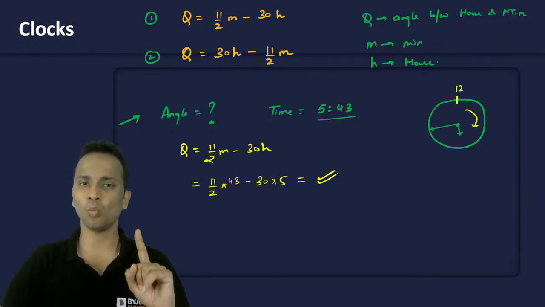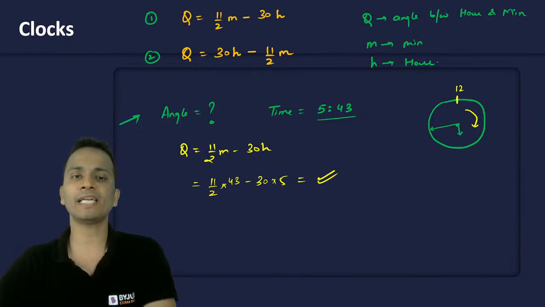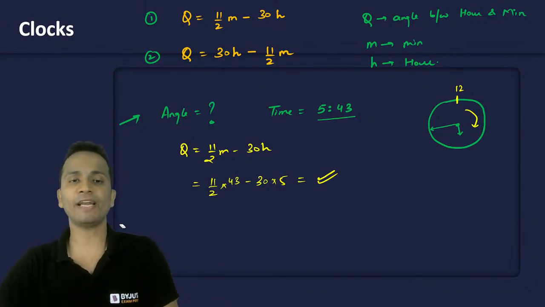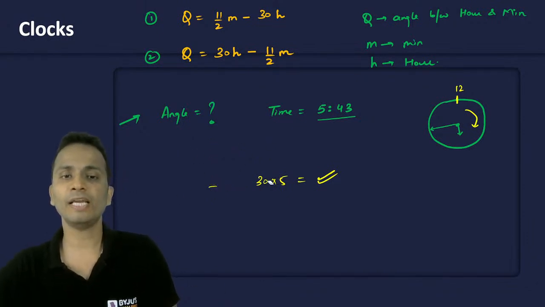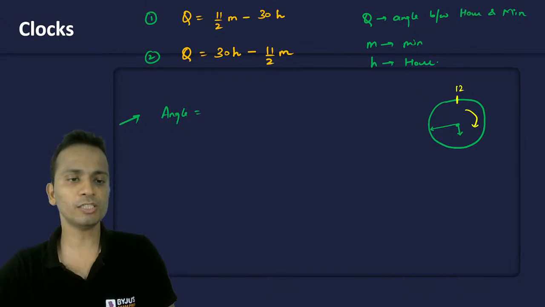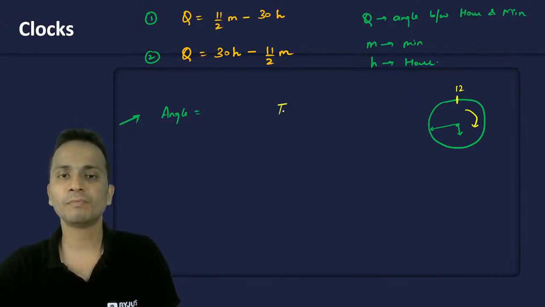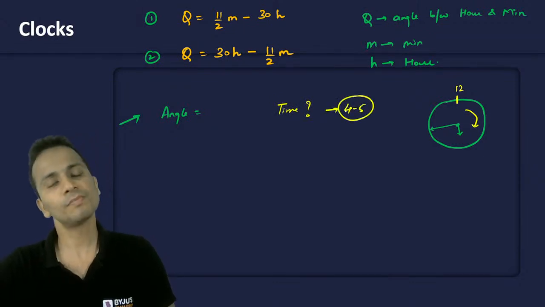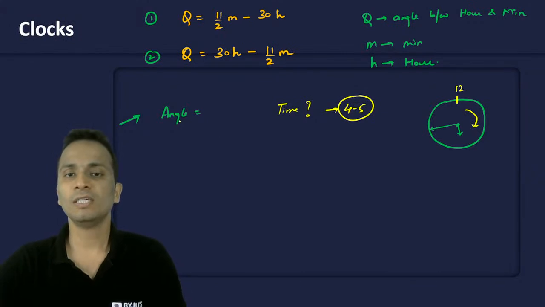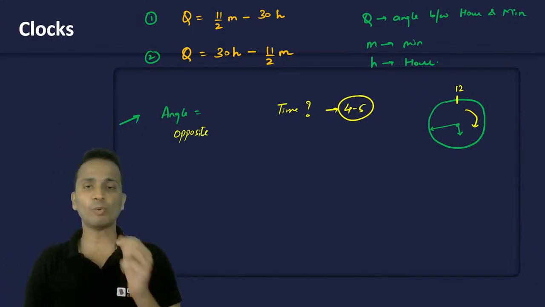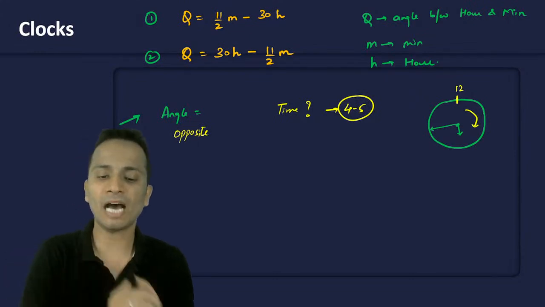Now this was one type of question. Let's look at the second type of question, wherein the angle will be given and you will have to find out the time. So I'll take two different types of questions. So the question is, at what time between 4 and 5 o'clock will the minute hand and hour hand be opposite to each other?